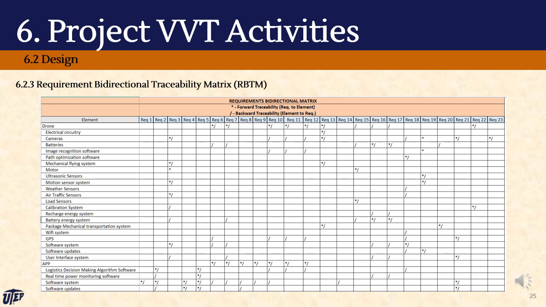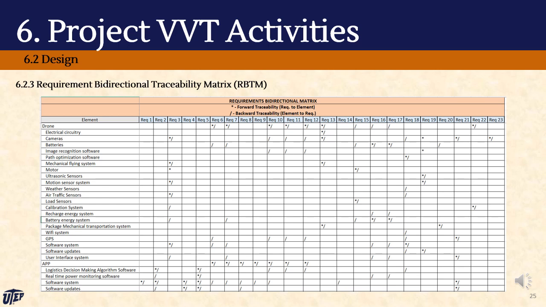During the design stage, a critical task involved developing a requirements bidirectional traceability matrix for the drone food delivery project. This matrix vertically listed project requirements and horizontally listed necessary elements for each requirement, facilitating interpretation in terms of both forward and backward traceability. For example, requirement 3 specifies that the system hardware should not encounter more than one mechanical failure per 100 hours of operations.